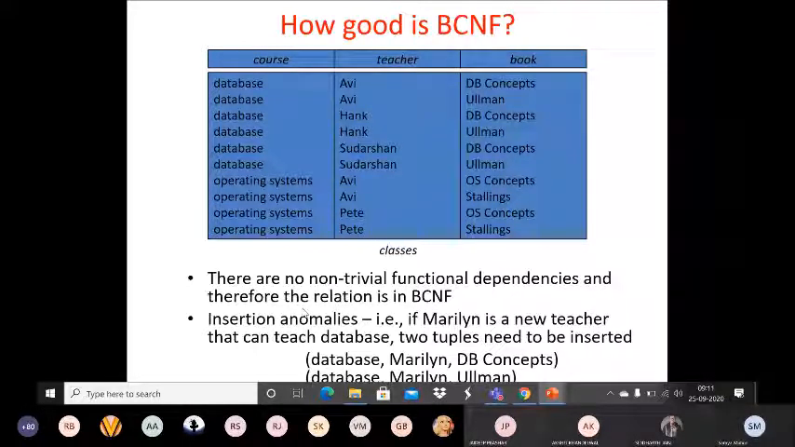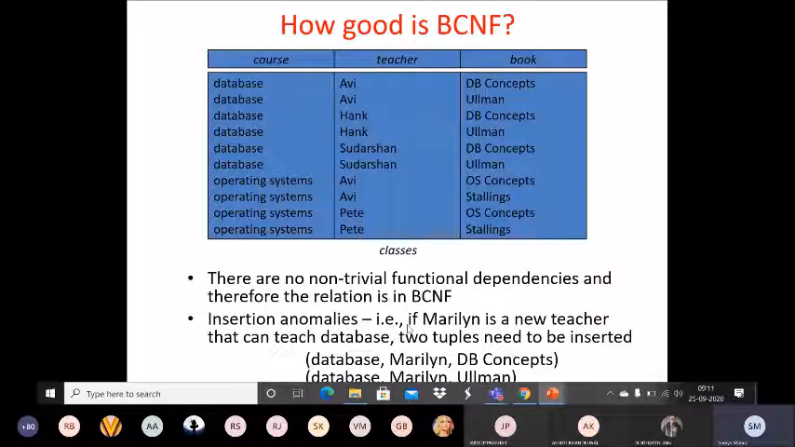Now there are no non-trivial functional dependencies, and therefore the relation is in BCNF. Up to this it's okay. So you can check, this table is in BCNF. No problem up to this. But you will face insertion anomalies when you want to insert something.